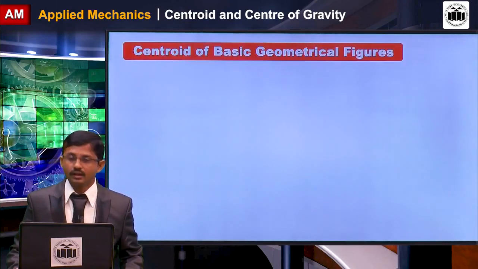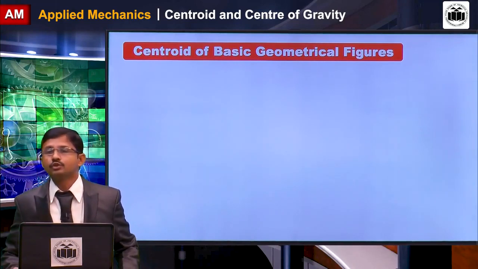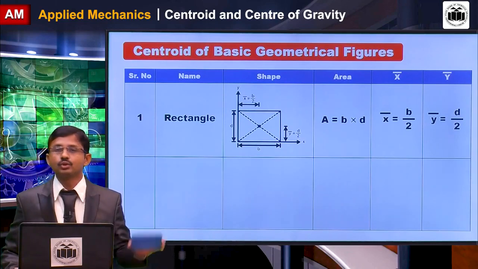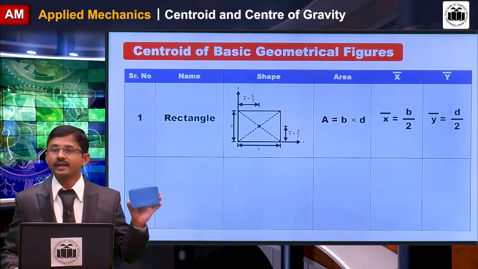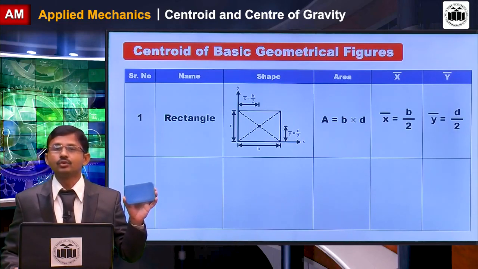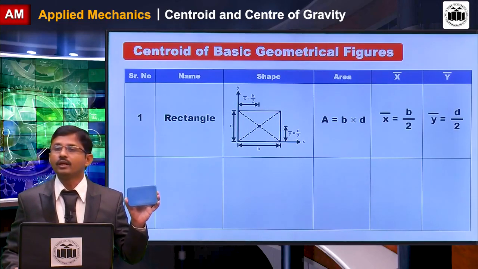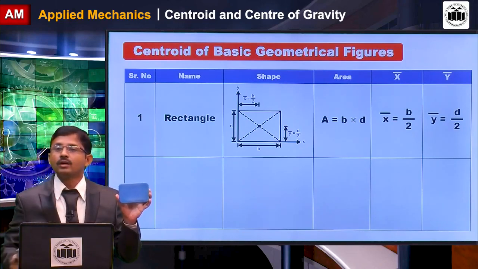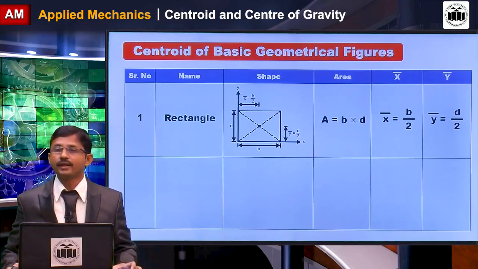Now we will discuss some geometrical figures and their formulas. The first is the rectangle. A rectangle has two dimensions, B and D. If you multiply B into D, you will get the area, and its centroid is located at a distance B by 2 and D by 2 from the reference axes, for X bar and Y bar respectively.